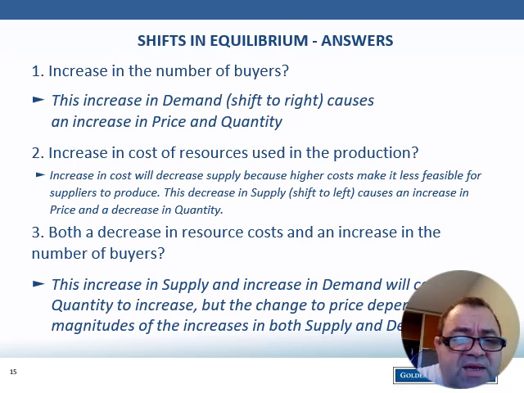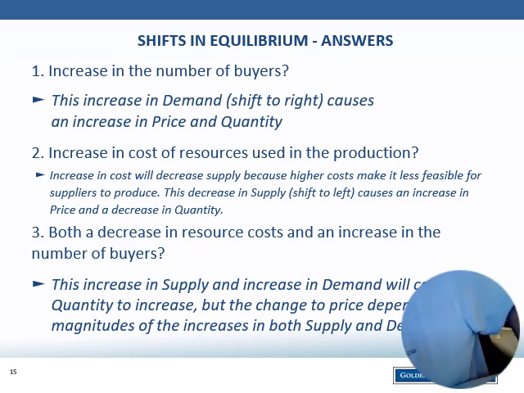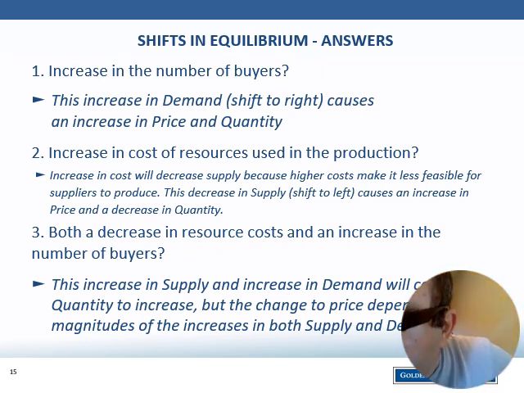Increase in number of buyers: this will shift the demand curve to the right, and it's going to cause an increase in price and quantity. And I encourage you to do this on pen and paper. Do a chart of supply and demand, and I can show that to you here.